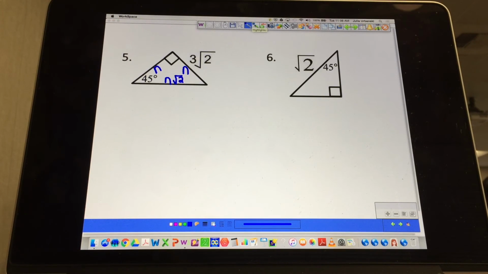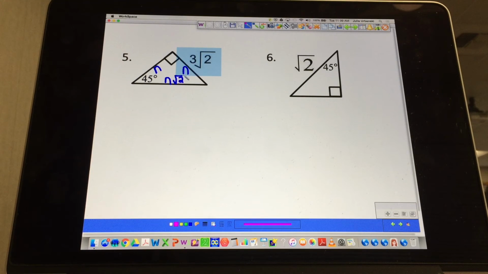Really get this. Now this time, I know it looks weird. You think that the radical 2 should be here. For the rule, that's true. But they can give you any information they want. They can call n whatever they want. So they say n is 3 radical 2. Let me show you how to deal with that.